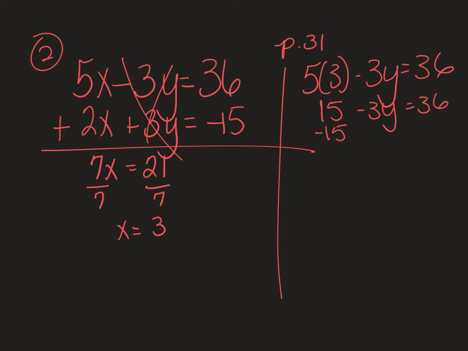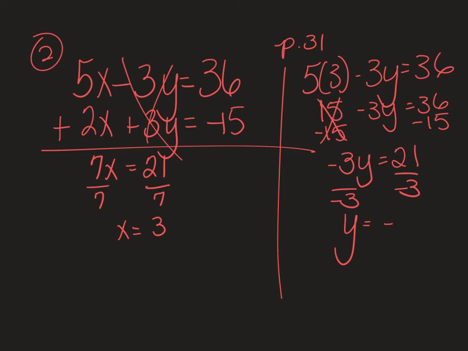Minus 15, minus 15. Negative 3y equals 21. Positive or negative? Positive. Divide by negative 3, divide by negative 3. Y equals a negative 7. So it's 3, negative 7. That's how you write your answer. What do you guys think?